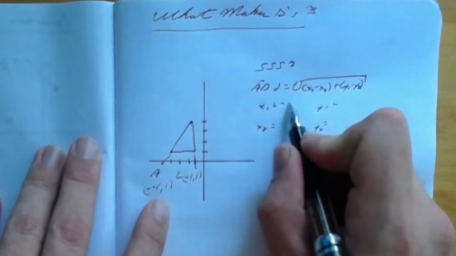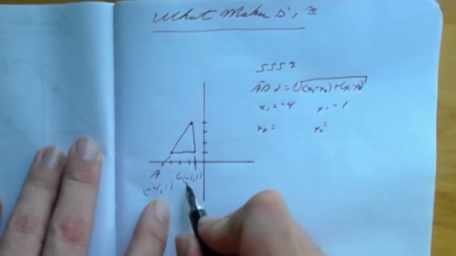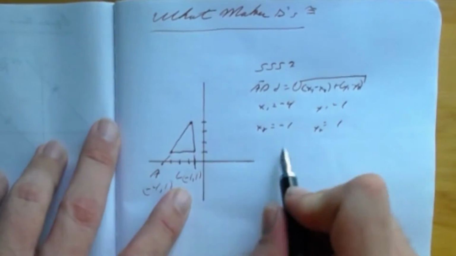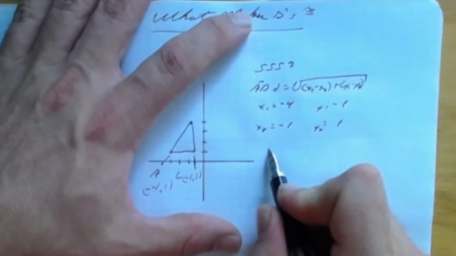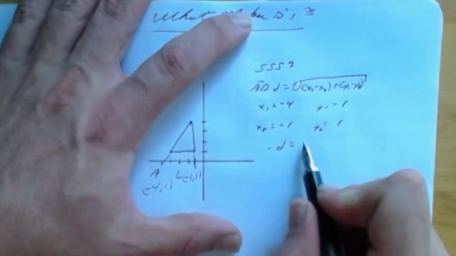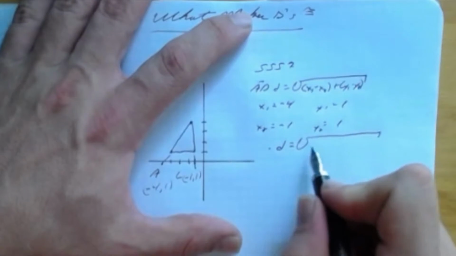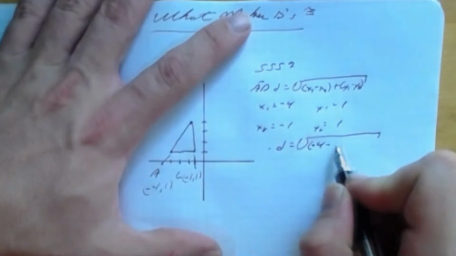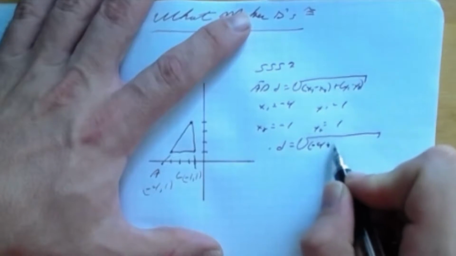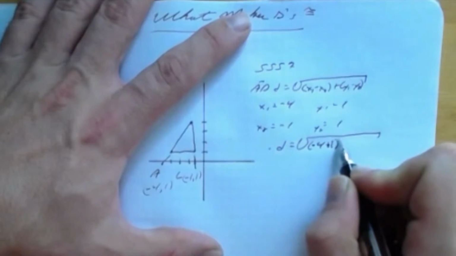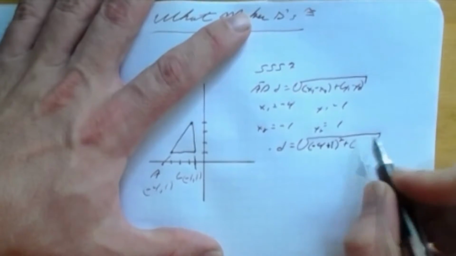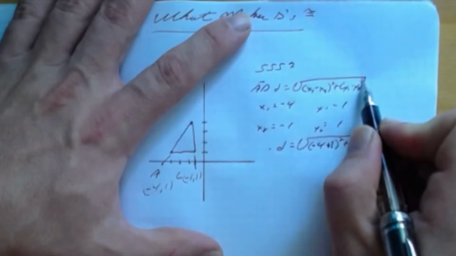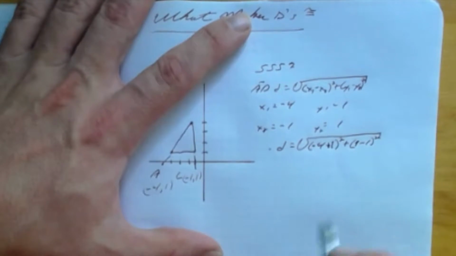But this goes -4, 1. So A is -4, 1, and C is -1, 1. Now all I have to do is substitute my variables into my distance formula. So that I get -4 minus -1, which is -3, squared, plus 1 minus 1 squared. And I apparently forgot to put the squares in here.